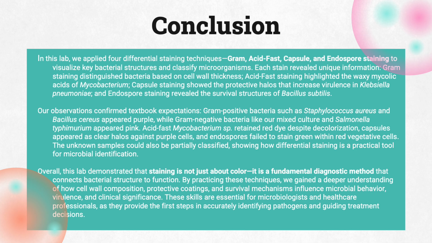Our observations confirmed textbook expectations. Gram-positive bacteria such as Staphylococcus aureus and Bacillus cereus appeared purple, while gram-negative bacteria like our mixed culture and Salmonella typhimurium appeared pink. Acid-fast Mycobacterium sp. retained a red dye despite decolorization. Capsules appeared as clear halos against purple cells, and for our endospores, they failed to stain green within the red vegetative cells. The unknown samples could also be partially classified, showing how differential staining is a practical tool for microbial identification.